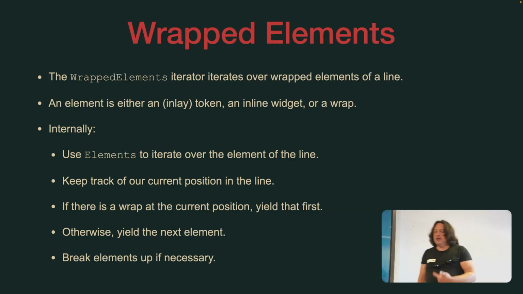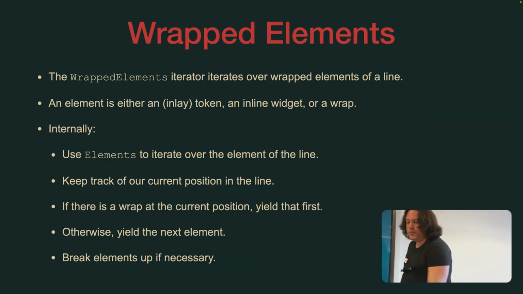Once we have that iterator, we can define the final iterator, which is wrapped elements. A wrapped element is either an element, so again, token, widget, or an inlay token, but it can also be a wrap. So internally, this iterator iterates over the elements, again, keeps track of our position. If there's a wrap at our current position, we yield the wrap first. Otherwise, we yield the next element. And like we did with the tokens, if there's a soft line break in between some inlay text, then we chop that up in two as well.